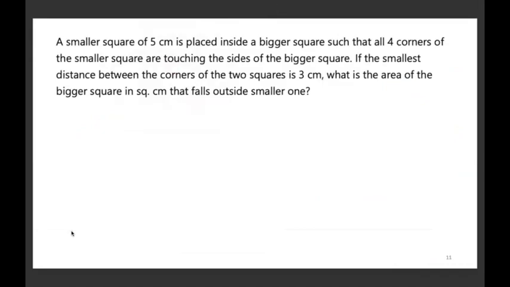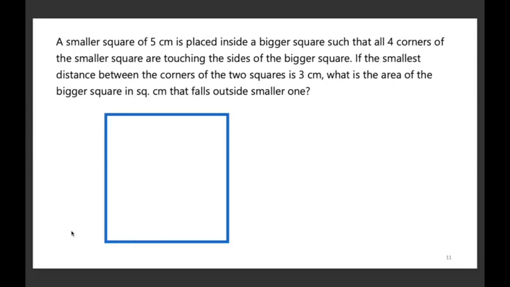A smaller square of 5 centimeter is placed inside a bigger square such that all 4 corners of the smaller square are touching the sides of the bigger square. If the smallest distance between the corners of the 2 squares is 3 centimeter, what is the area of the bigger square in square centimeter that falls outside the smaller one? Okay. Now here, when you just draw the diagram correctly, at that point in time, you'll get the answer straight away without any issues. Okay.